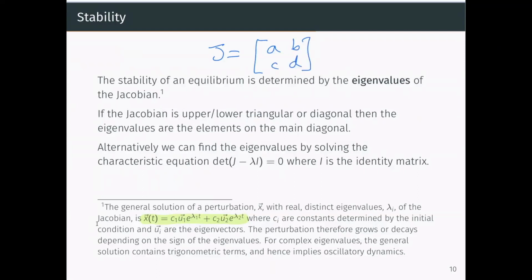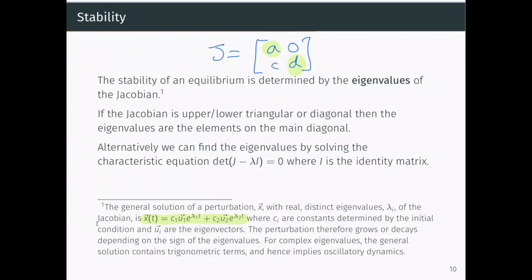Immediately, if we have a 2 by 2 matrix like this, with a 0 on either of our off-diagonal elements, or if we have a diagonal matrix where there are zeros in both of those places, then we can immediately read off our eigenvalues as the elements on the main diagonal. So in this example here, our eigenvalues would just be A and D.